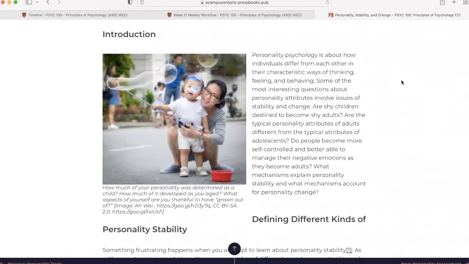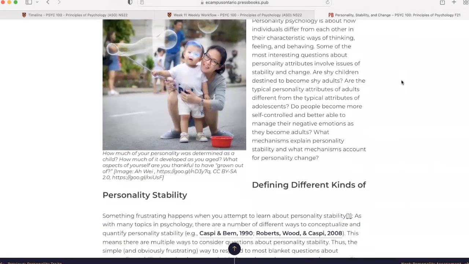Personality psychology is about how individuals differ from each other in their characteristic ways of thinking, feeling, and behaving. Some of the most interesting questions about personality attributes involve issues of stability and change. Are shy children destined to become shy adults? Are the typical personality attributes of adults different from the typical attributes of adolescents? Do people become more self-controlled and better able to manage their negative emotions as they become adults? What mechanisms explain personality stability, and what mechanisms account for personality change?